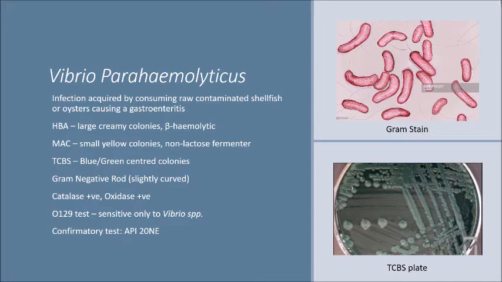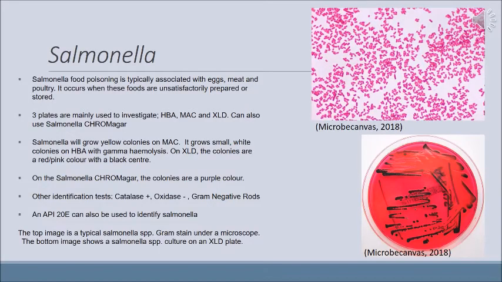A TCBS plate is used to differentiate Vibrio species, with this organism having large colonies with a blue-green center. An O129 disc that is sensitive also indicates a Vibrio species. A positive catalase and oxidase test, as well as an API 20NE, are used to confirm the presence of Vibrio parahaemolyticus.